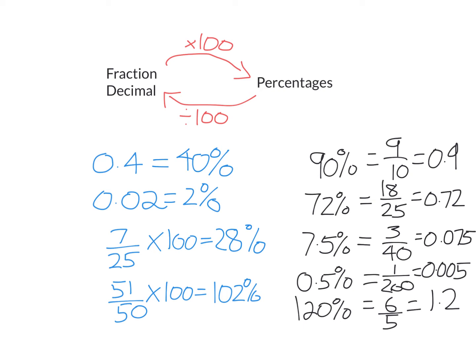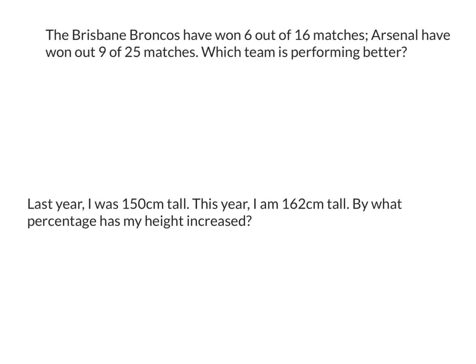All right, let's now look at using this to solve some problems. So this is where percentages can be very useful. This is why we have them. They're great for comparing. So let's say the Broncos have won 6 out of 16 matches. So I can write it like this. Arsenal, on the other hand, have won 9 out of 25, which I can write like this. Now, it's very hard to compare these fractions because they have different denominators and different numerators.